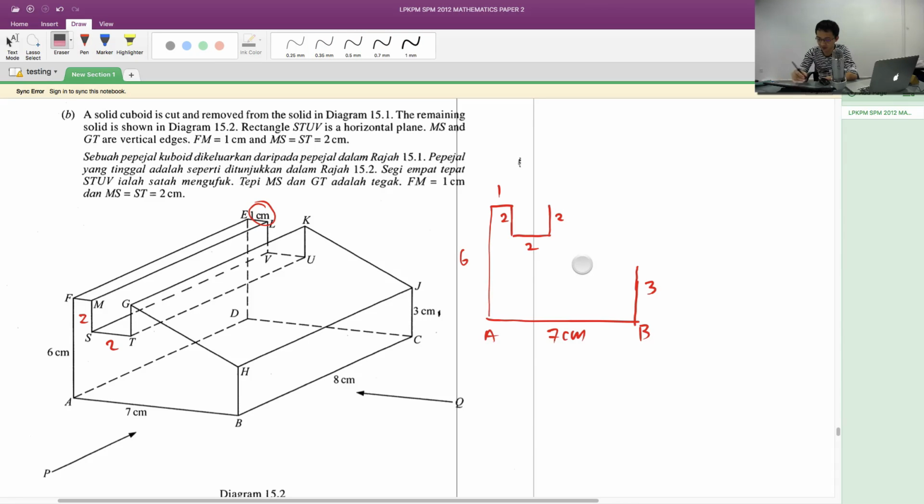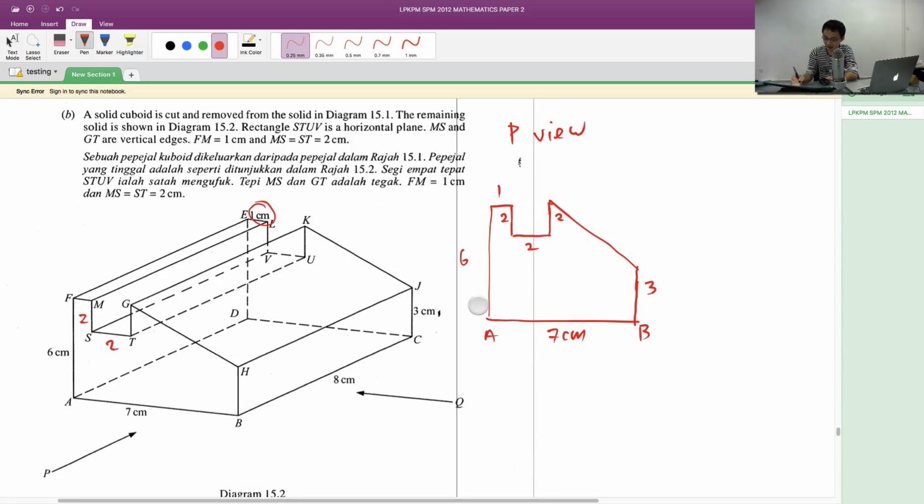Of course, make sure you connect it nicely. It's not perfect. You draw freehand, and then you just need to label it definitely. This one from P, this one is P view.